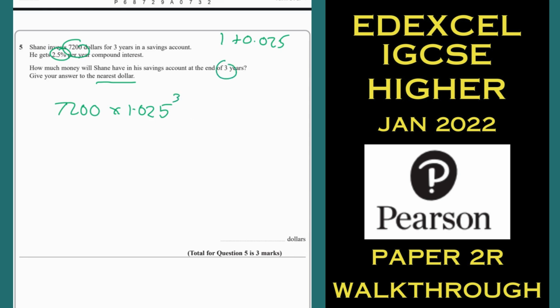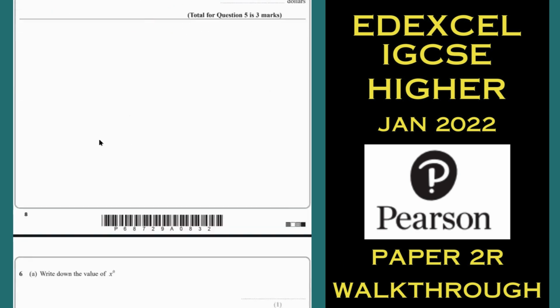3 years, power of 3, $7,753. Is it dollars? It's dollars. 0.6 and so on. So 7754, and on we go.